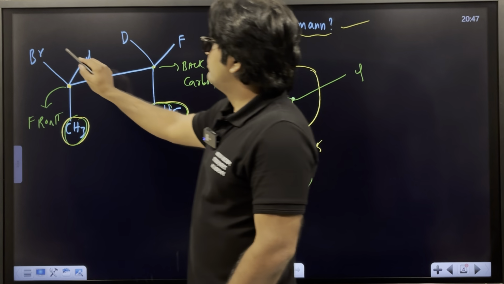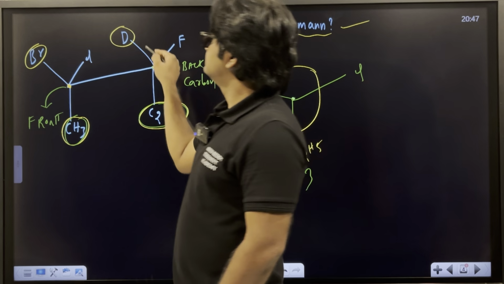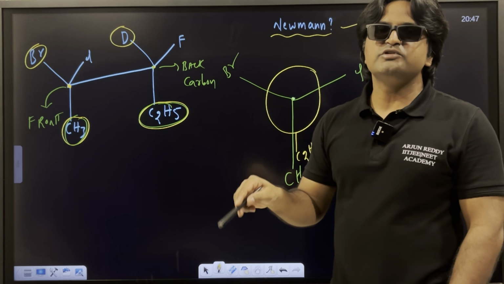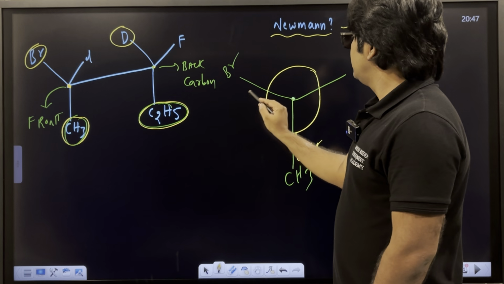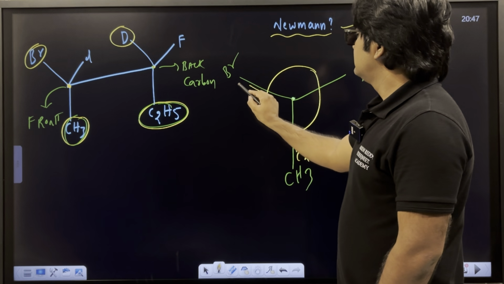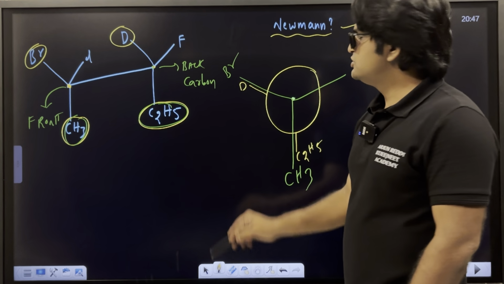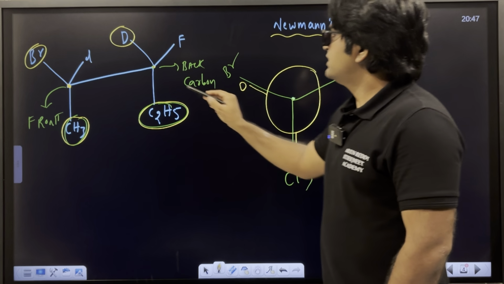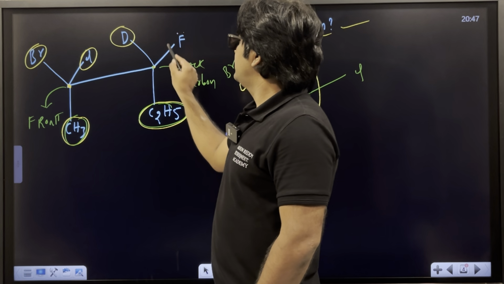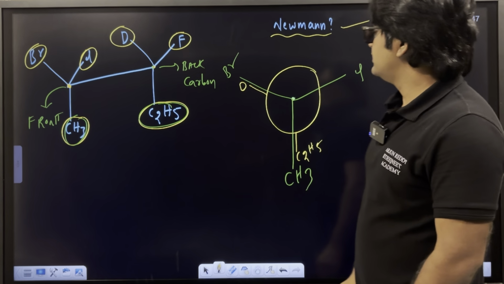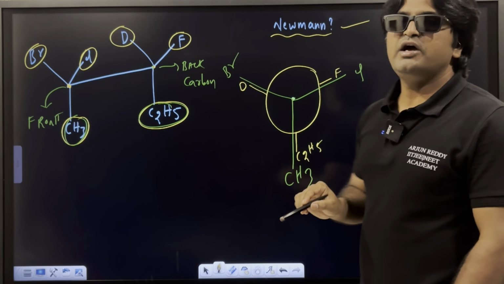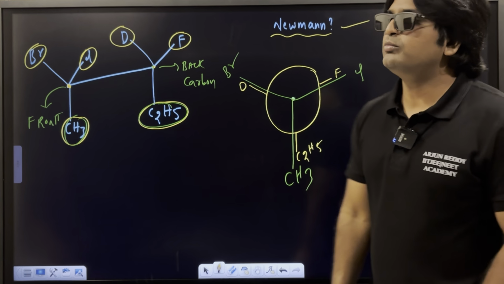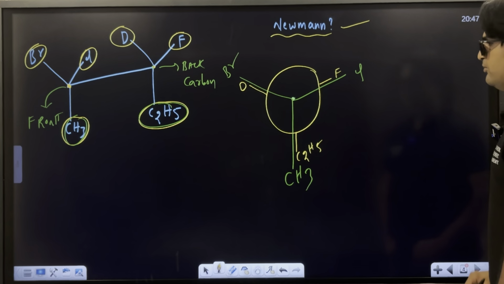Next one, bromine and deuterium. Are they looking like same side or opposite side? Same side. That's why here deuterium and bromine, these two are eclipsing together. 0 degrees bond angle. Next, what is the bond angle between chlorine and fluorine? Same, 0 degrees. That's why here I am going to take fluorine. That is the way of converting Sawhorse to Newman. Very simple. Come to next example.